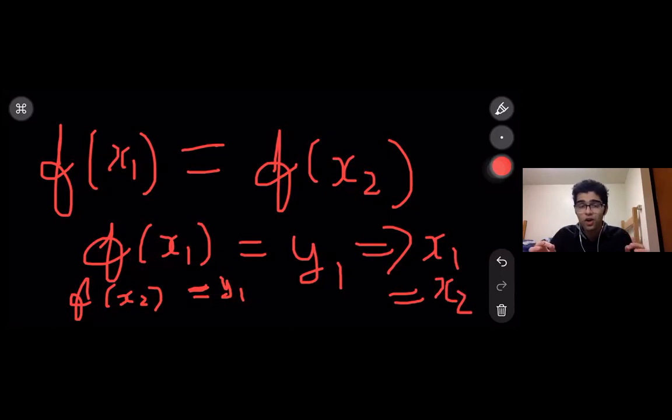Because in a one-to-one mapping, you cannot have two different objects being mapped to the same thing. So if you're saying that f of x1 and f of x2 is the same thing, then both x1 and x2 have to be the same object. You're just giving them two names. You cannot have x2 as some other number and x1 as some other number, and both of them being mapped to the same number, y1. That is not possible.